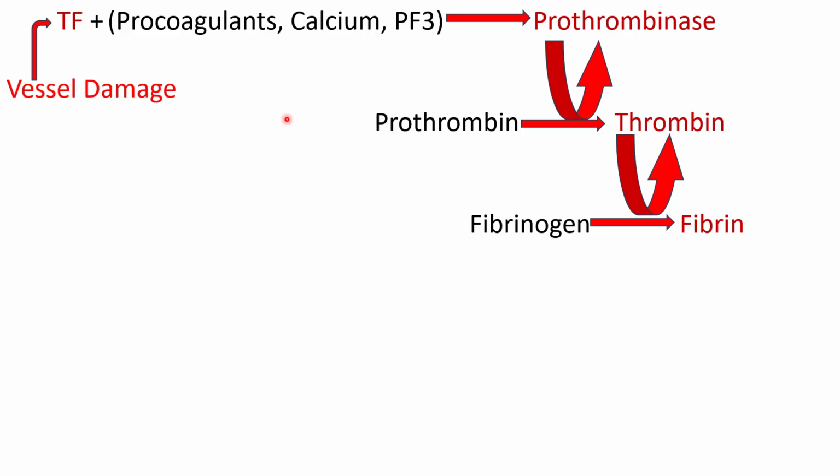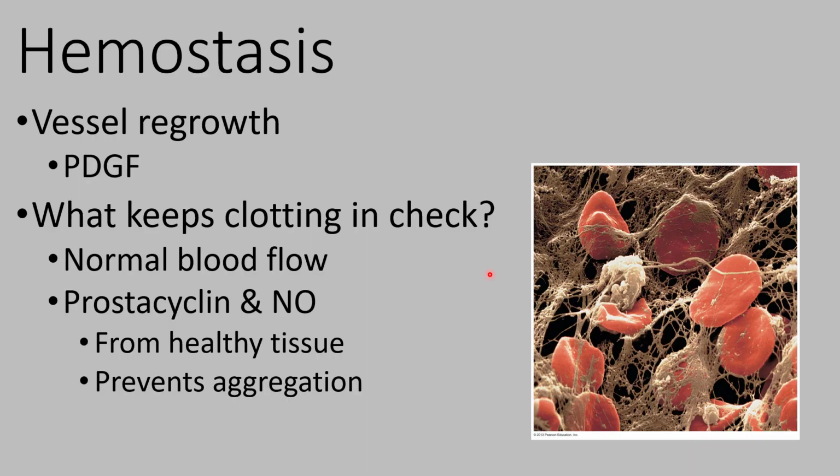Well, there's a lot going on here, and there's the chance that this can be runaway. What if that vessel damage keeps releasing tissue factor? Well, that's going to keep causing more fibrin to build up, and eventually it can block off vessels. So what keeps the clotting in check?